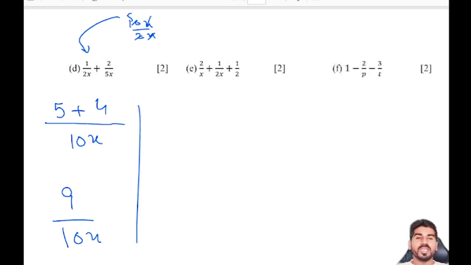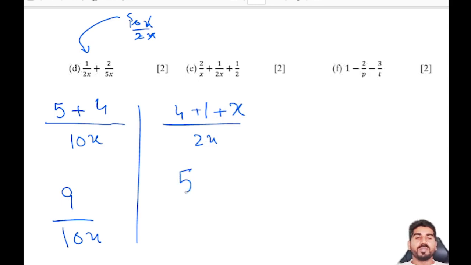Now part E is, again, you can see what the LCM will be here. The LCM will actually be 2x. You can use the LCM method in this part. So when we divide 2x by x, what will happen? There will be 2 here, and 2 multiplied by 2 is 4. Then there will be 1 here. Why? Because 2x divided by 2x is 1, and 1 times 1 is 1. Then 2x divided by 2 is x, and x times 1 is x here.